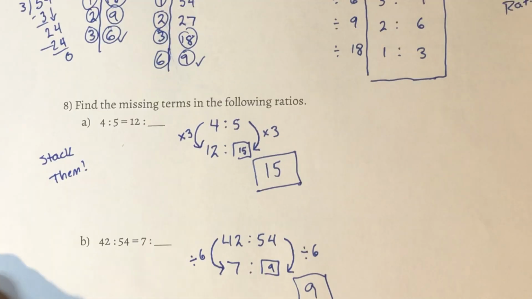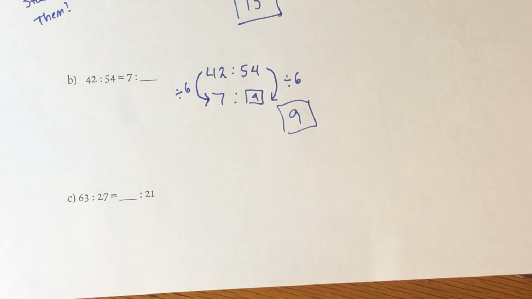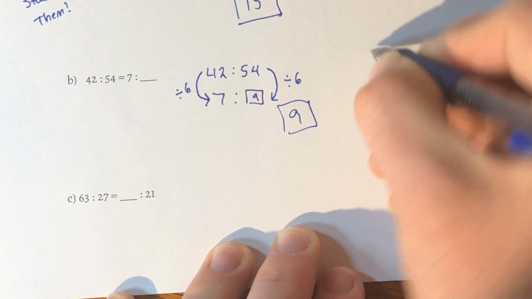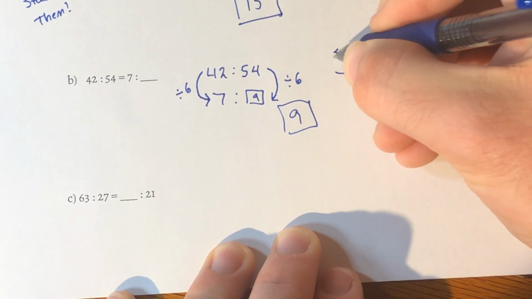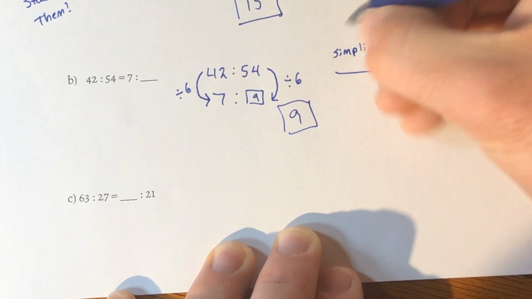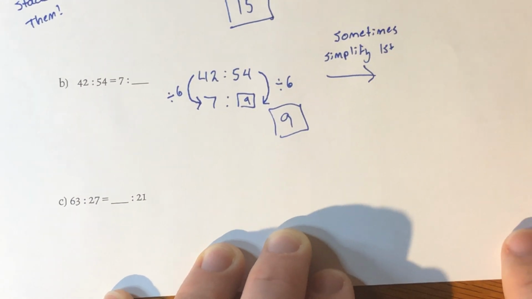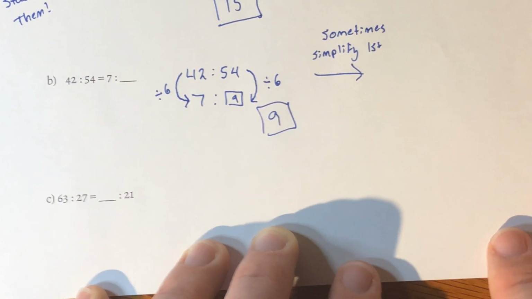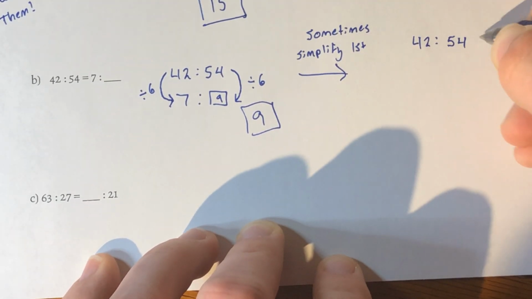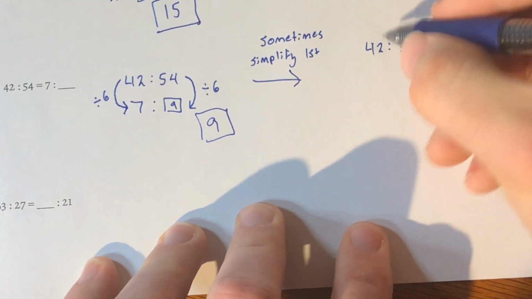Okay, now one thing I want to note. Sometimes it's easier if you simplify first. So, if you find it difficult, try simplifying first. So let's rewrite this problem. 42 to 54 equals 7 to blank. Okay, so we're going to simplify this one first.